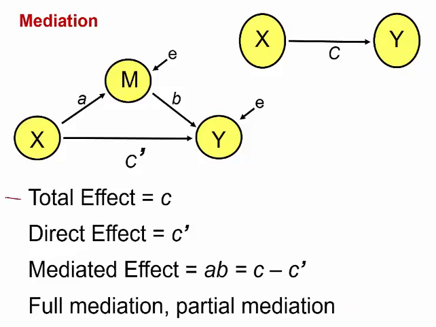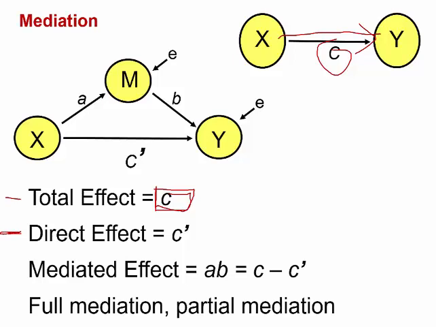Now, for the total effect and direct effect, it's fairly straightforward. We have our effect C, where we use X to predict Y in a simple regression equation, and we get a beta weight, and if that beta weight's significant, then it means our total effect is significant. And so that's just the significance of that simple regression equation.